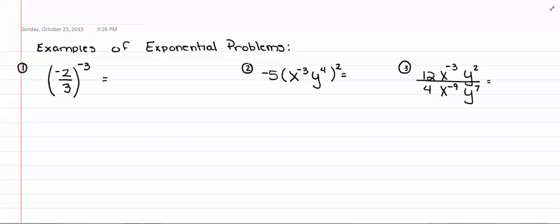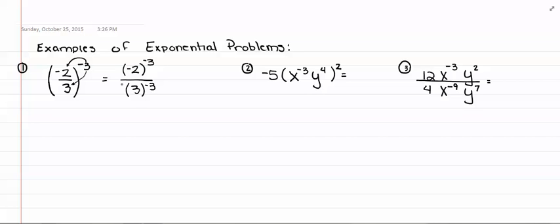So let's take a look at some examples using the laws of exponents. The first one here, we are raising a fraction to a negative exponent. One way you can think of it is take everything on the inside to the outside power. So I'm going to take the number -2, notice I'm putting the negative inside parentheses because that's where it was originally, to the -3 power, and then the number 3 to the -3 power.